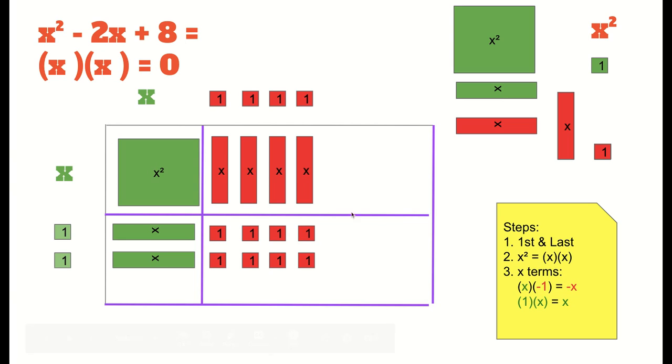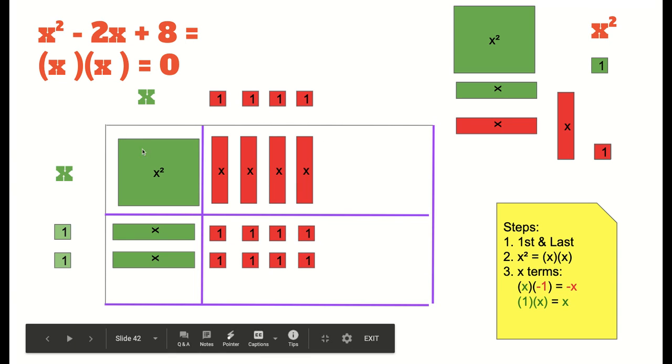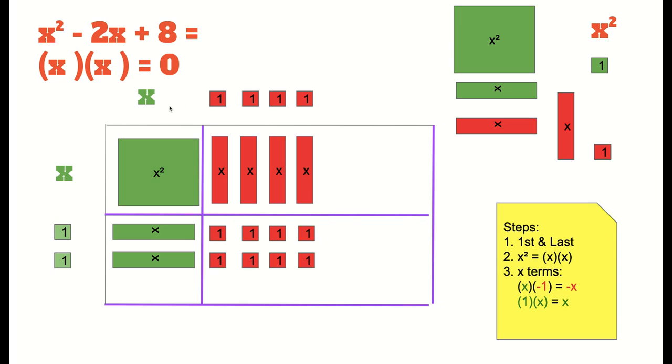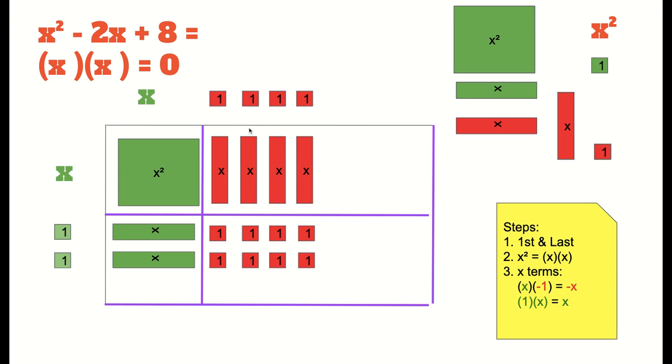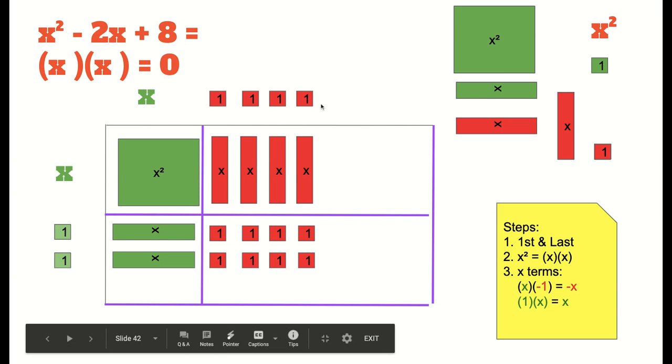First step, we're going to load in the first and last term. So we're going to load in x squared, and we're going to load in the negative 8. But this time we're doing x times negative 4 and x times positive 2. Okay? So because we're doing positive 2, we have to have 2 rows of this. And we also have to have all this lined up because our goal is to make a rectangle.